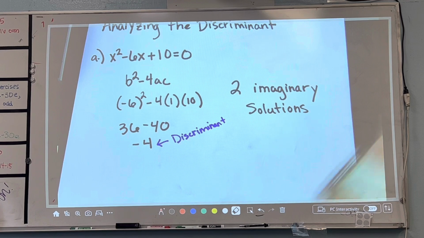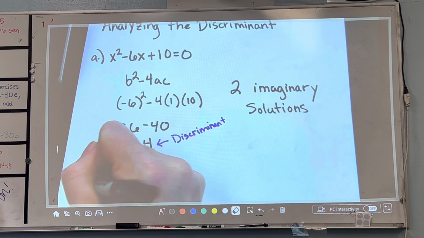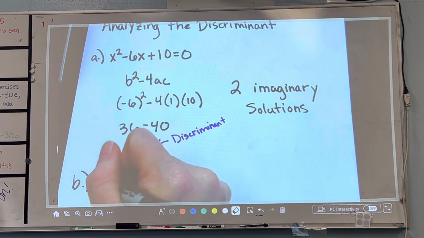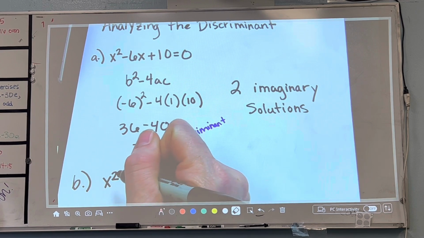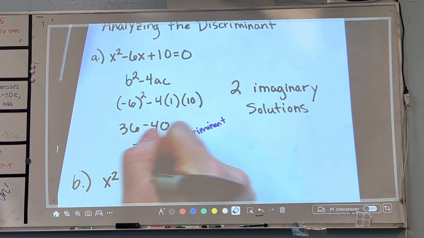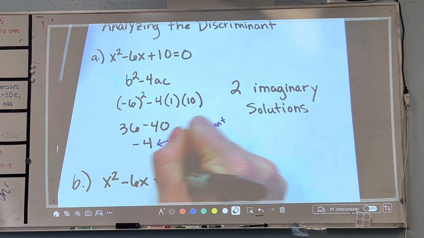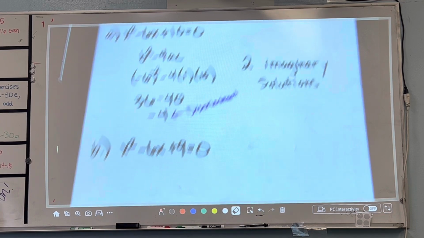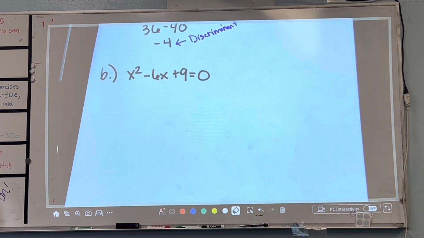Can we do an example or do it by ourselves? Yeah, you want to do the next one? Okay, this one is x squared minus 6x plus 9 equals 0. You guys do this one. Analyze the discriminant and tell me what kind of solutions you have.